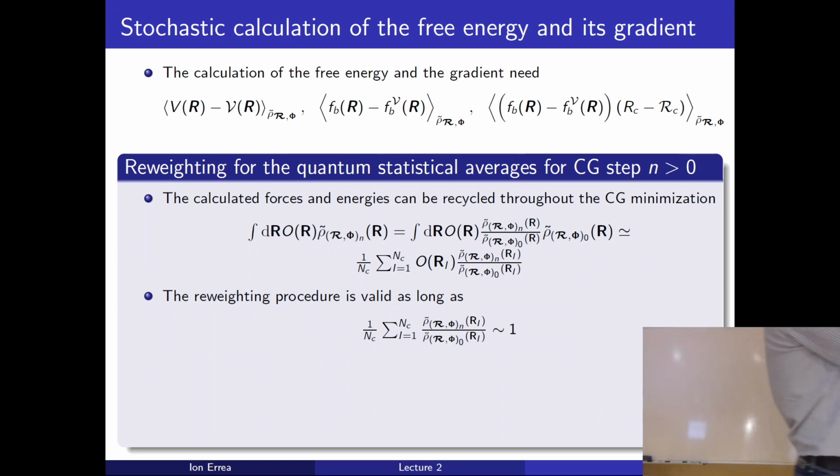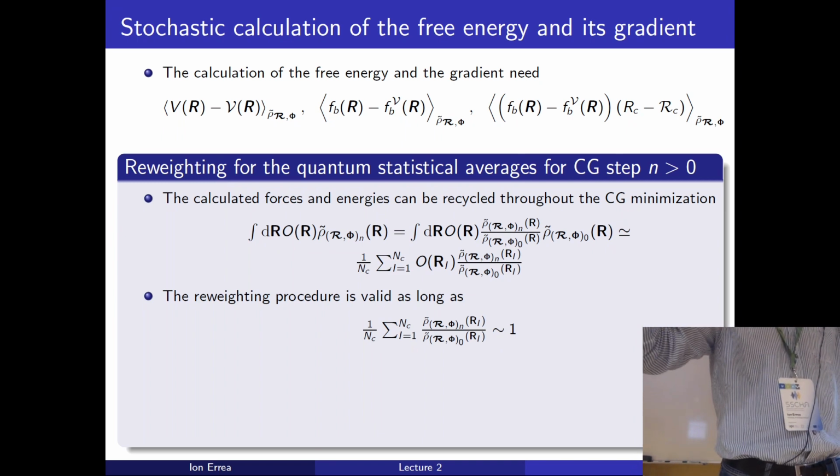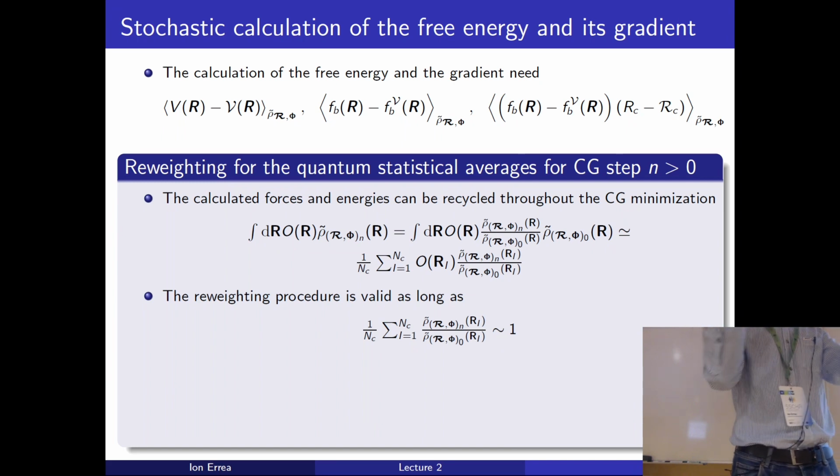So then here there is something that is important, okay? In principle, we have a starting auxiliary force constant and auxiliary centroid positions, right? These define a density matrix, let's say, a probability distribution function, this one, right? But then what happens? We create these configurations, we calculate the forces for them, we can calculate the gradients for them, and we can do a minimization step, okay? We have done a minimization step.